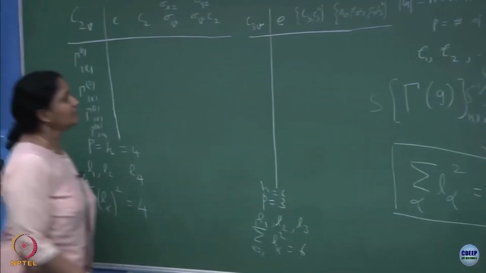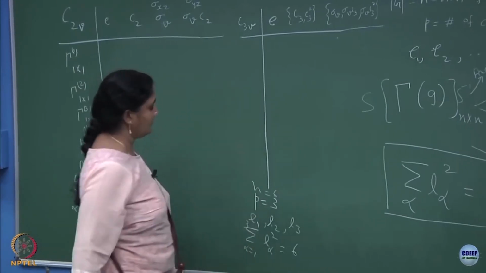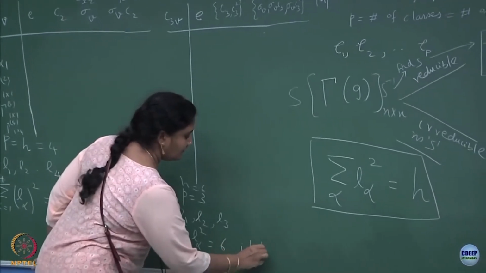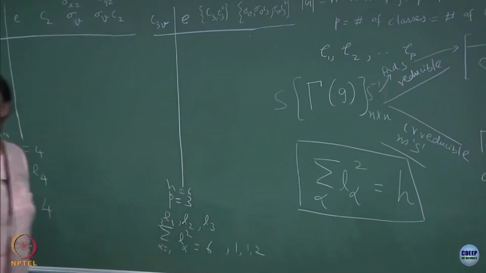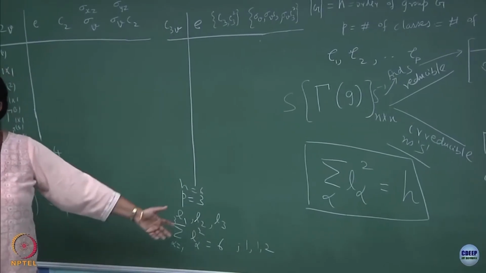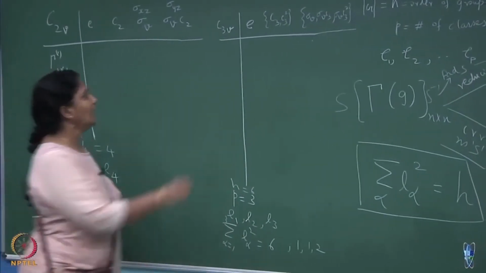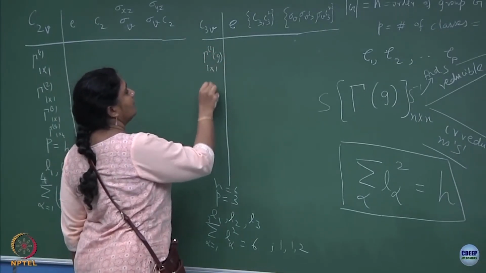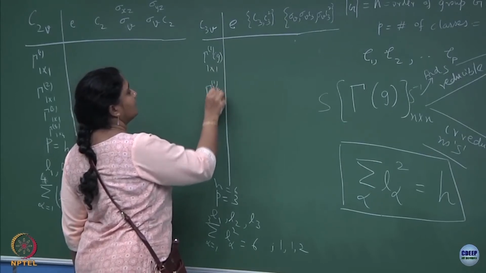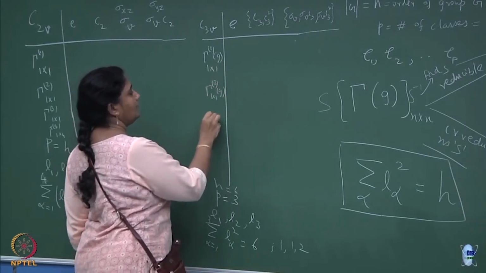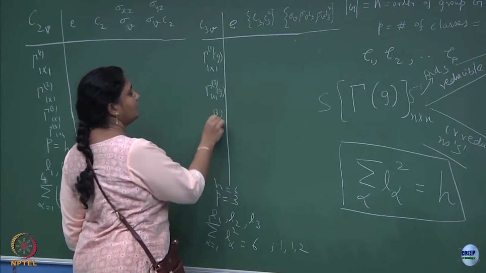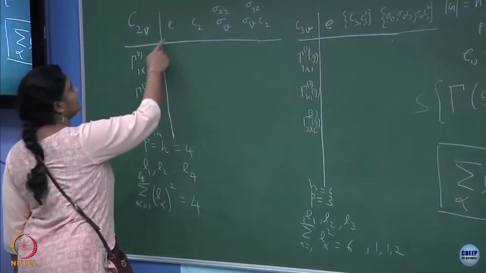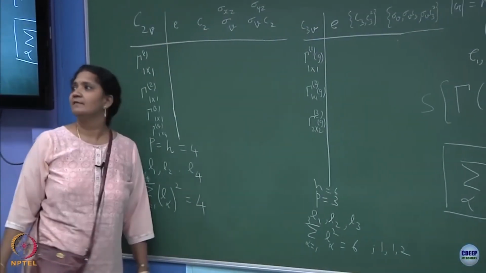So, now tell me what are the representations possible here? 1, 1 and 2. Anything else possible? Nothing, right? These are the only possible ones. So, you will have a 1-dimensional representation, another 1-dimensional representation and a 2-dimensional representation. And then we can write the characters of these representation elements.